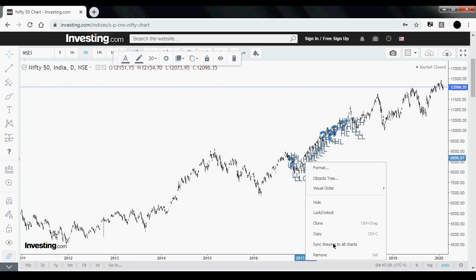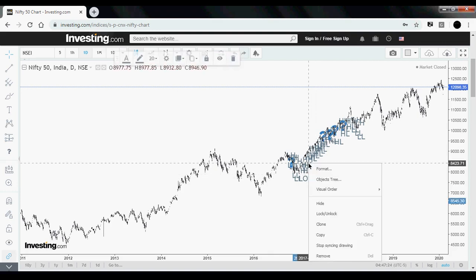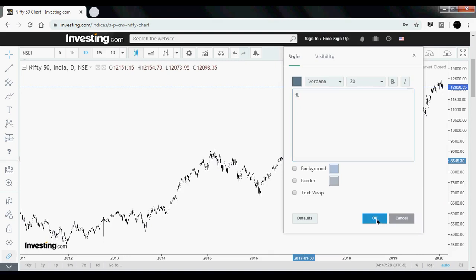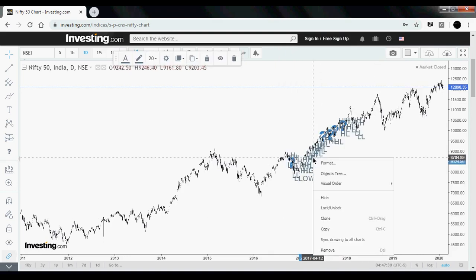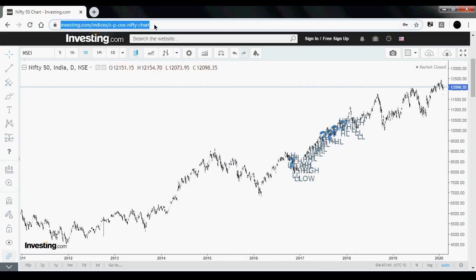Okay, let me remove this. Remove, delete. I don't know why it is not checking. Okay, we'll refresh the page.